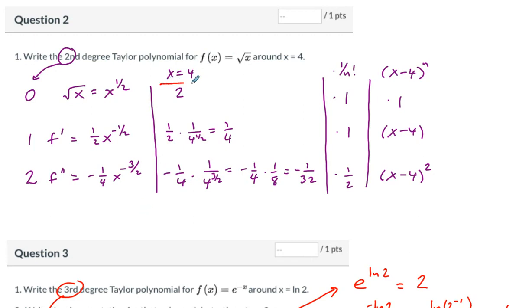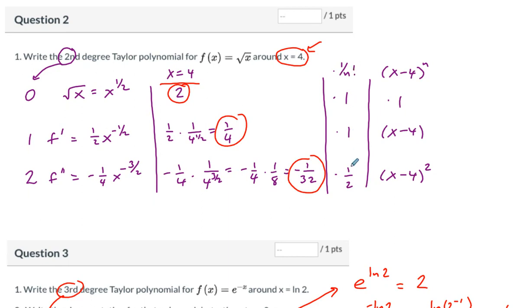We're evaluating them all because, again, it's Taylor. They have to tell us where. X equals 4. 4 to the half, square root of 4 is 2. This is 1 over 4 to the half, so 1/2 times the 1/2 is 1/4. And finally, when you evaluate the second derivative, -1/32. So we get these values for the derivatives evaluated at x equals 4.